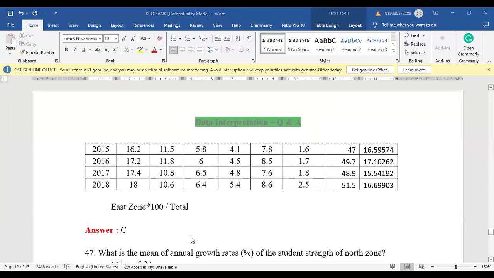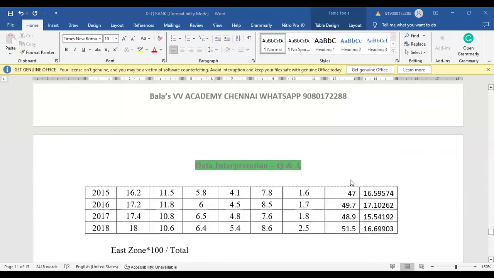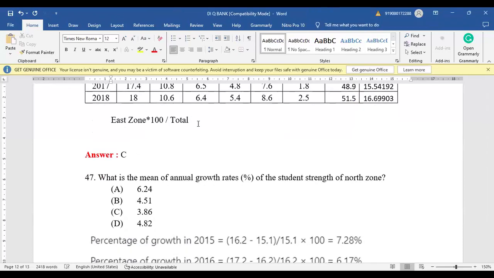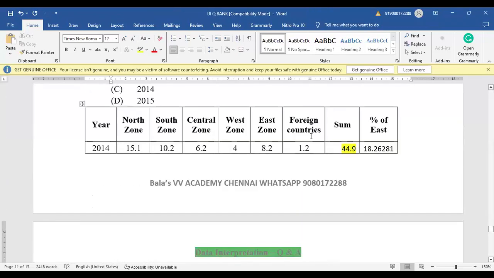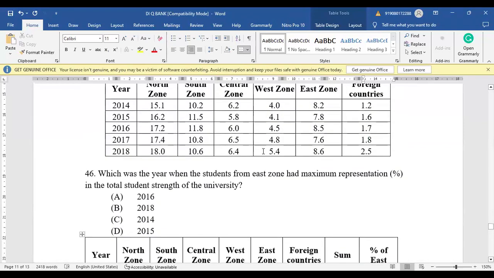Now, coming back. Now I got the total of East Zone for the year 2014, correct? It is 8.2, divided by 44.9. That is the total.